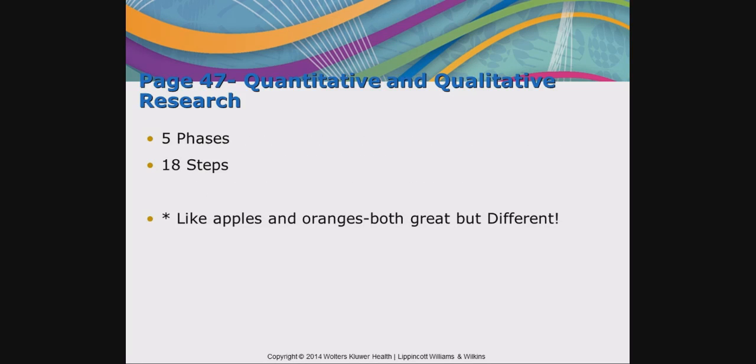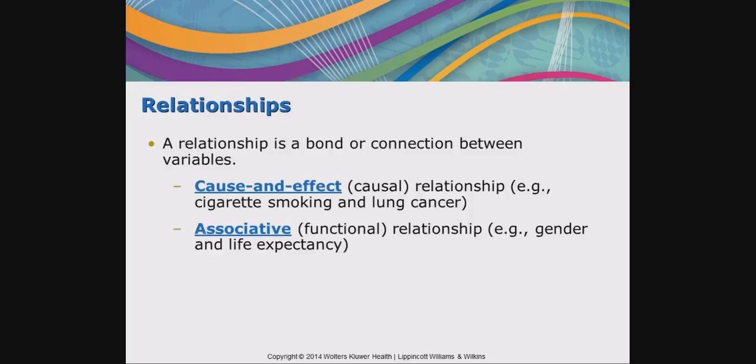Now, also on page 47, we're moving into now the research phases and steps. Quantitative and qualitative research basically have 5 phases, 18 steps, give or take a few. And even though they're like apples and oranges, they are different, but they are both great. And remember, we are seeking relationships. We are not proving things, but seeking relationships. And those relationships are really just a bond or a connection.